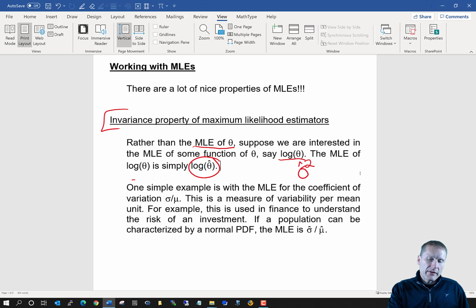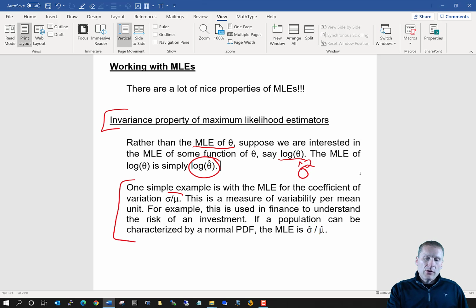Another example where this can be useful is in statistics, where there's a measure often referred to as the coefficient of variation, which is simply sigma divided by mu. It gives you a measure of variability per mean unit. This, for example, is used in finance, where a small coefficient of variation indicates a lower risk investment per mean return that you get from your investment, and a higher coefficient of variation means you have more risk.